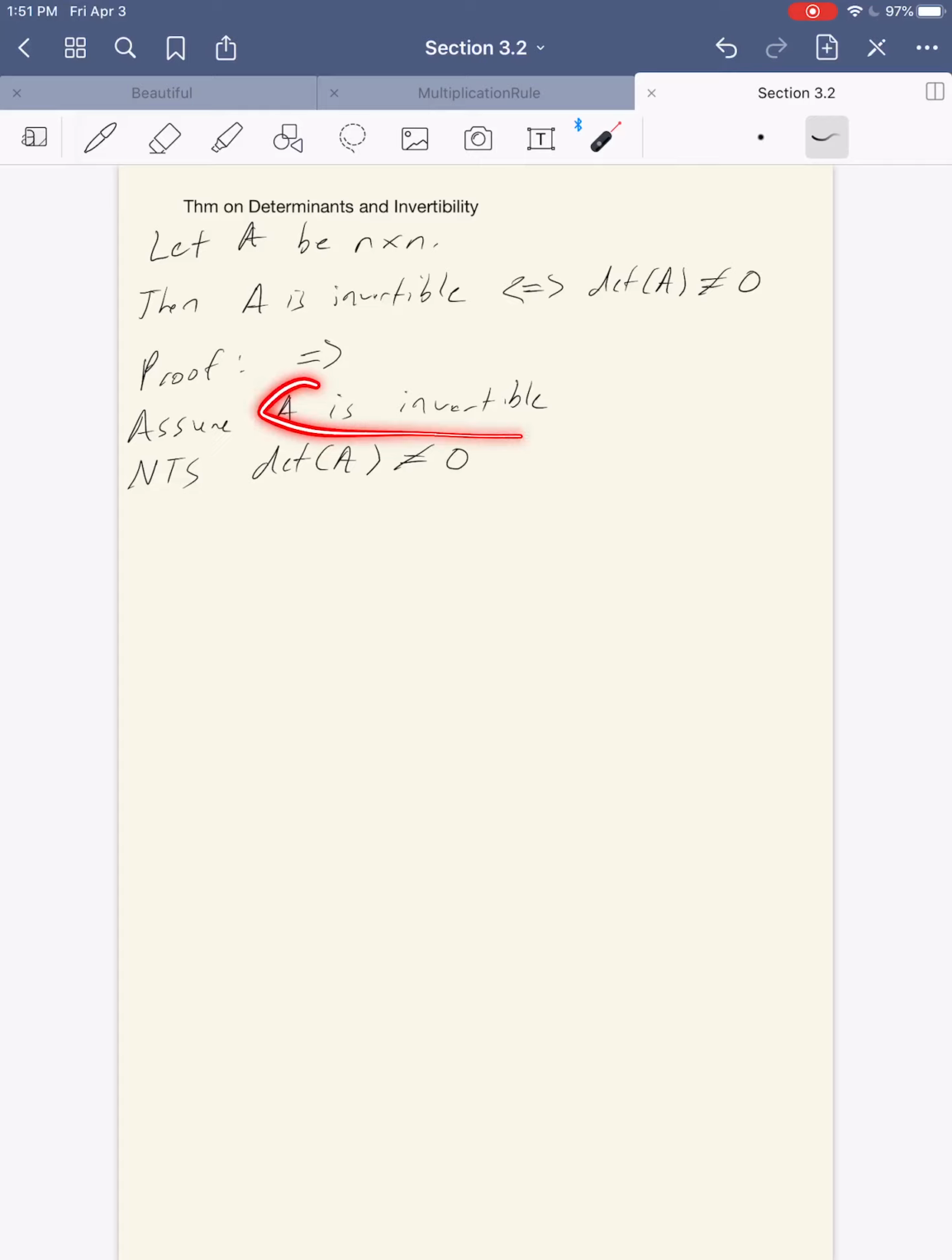Well, let's think about what we know when A is invertible. When A is invertible, we know it has an inverse, so we could talk about A inverse. But we don't know anything really about the determinant of the inverse, so that's not necessarily going to help us. Instead, we want to think more fundamentally about what it means for A to be invertible. Remember, A is invertible if it is row equivalent to the identity matrix.